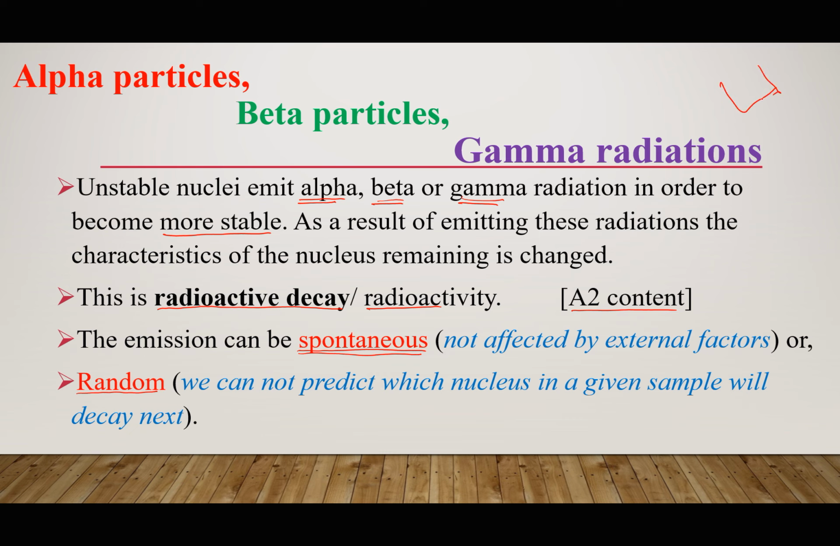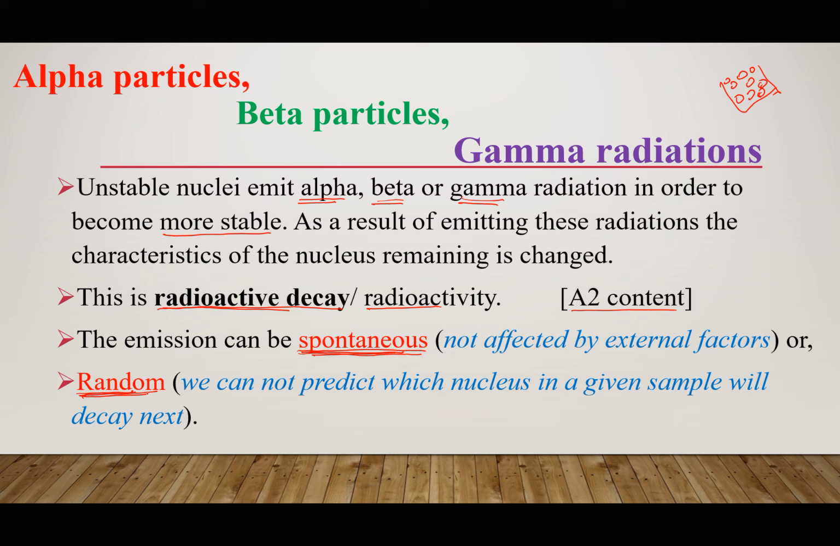So I have a sample here which has several nuclei, but I can't single out any, I can't pull out one nucleus which I'm sure is going to decay next in a given sample. So we say the emission of alpha, beta particles, or gamma radiations is random. So in nuclear physics, we shall define radioactivity as being spontaneous and also random. Spontaneous in the sense that it's not affected by external factors in the environment, such as temperature, pressure, chemical catalysts. And random in the sense that we cannot predict which nucleus in a given sample is most likely going to decay next.